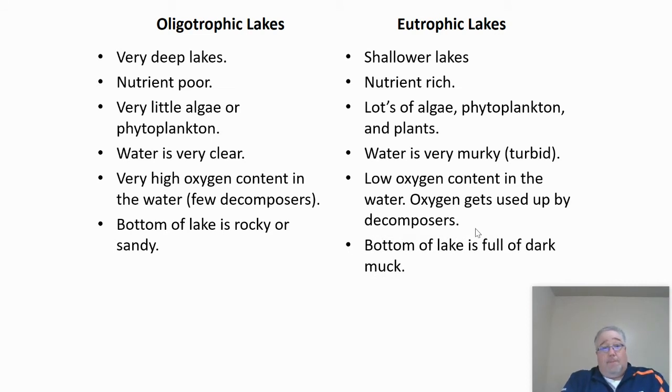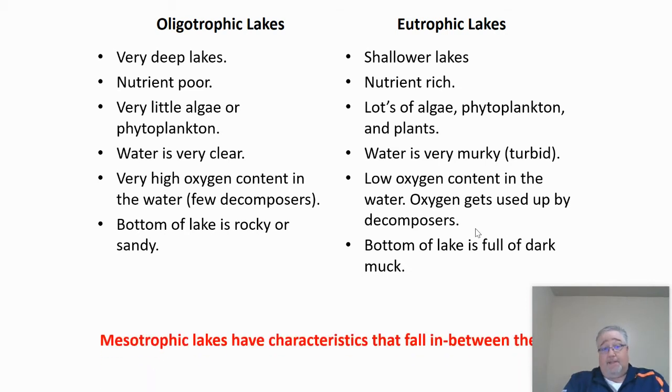Oligotrophic, the bottom is usually pretty rocky or sandy. And if you walked on the bottom of the lake, you would feel it with your feet, the rocks and things like that. Whereas eutrophic, it's usually very mucky, kind of muddy. A lot of that is because of all the decomposition that's taking place in the lake.